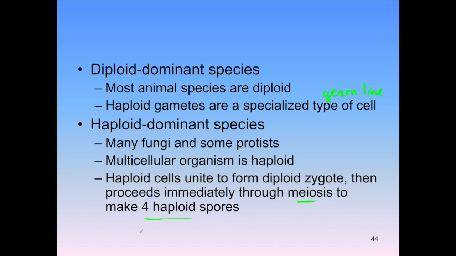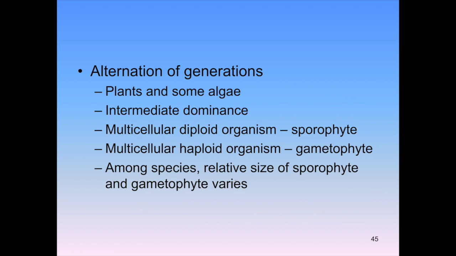So a lot of it will depend on how much of the life cycle the organism actually spends in a haploid versus a diploid state. This is referred to sometimes as the alternation of generations. Plants and algae do this a lot, and this is due to what's known as intermediate dominance. In fungi and some plants, if it's a multicellular organism that is diploid, it is classified as a sporophyte. But if the multicellular form of the organism is haploid, then it's known as a gametophyte. And you'll see this mostly in fungus.